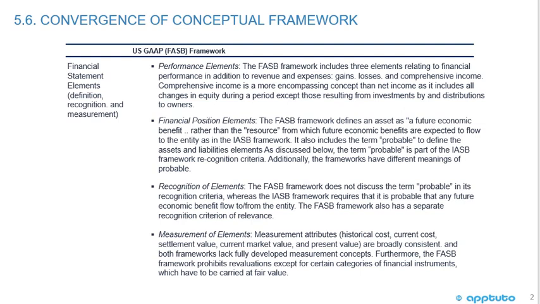Recognition of elements. The FASB framework does not discuss the term probable in its recognition criteria, whereas the IASB framework requires that it is probable that any future economic benefit may flow to or from the entity. The FASB framework also has a separate recognition criterion of relevance.